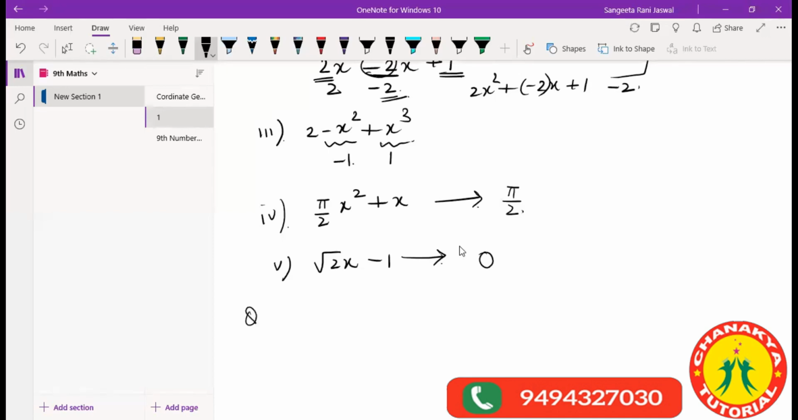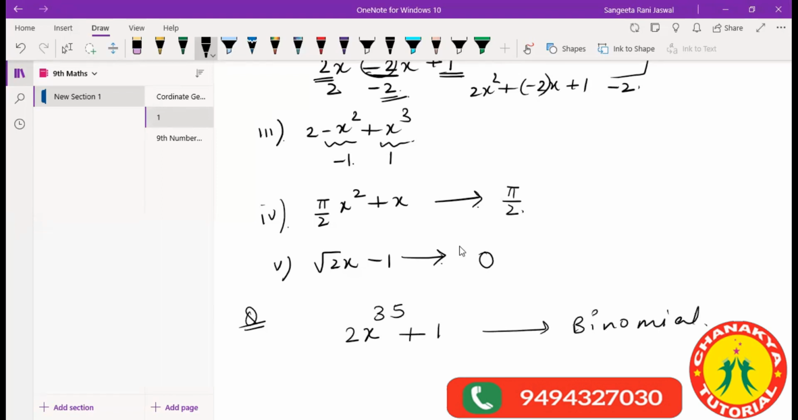Now the next question says, give one example each of a binomial of degree 35. Here they are saying make a binomial polynomial with degree 35. Ma'am, binomial is where we have two terms, is it? Yes. We make two terms, keep the power, the degree, as 35, plus 1. Is this a binomial now? Yes, ma'am.